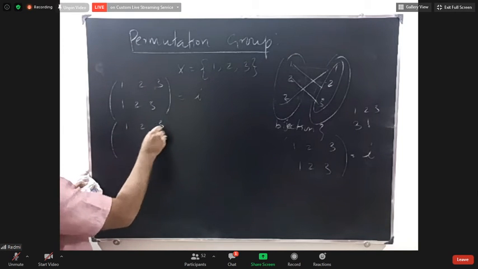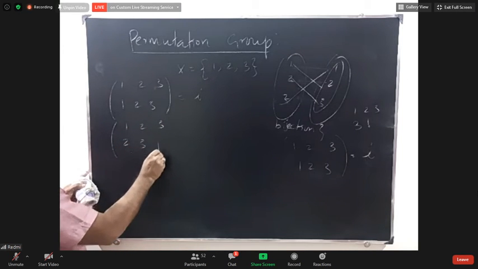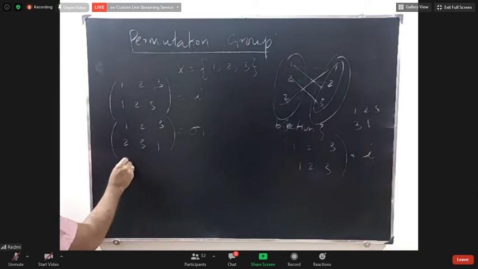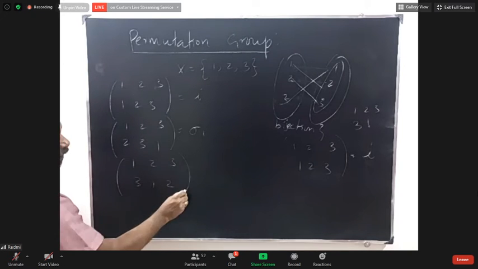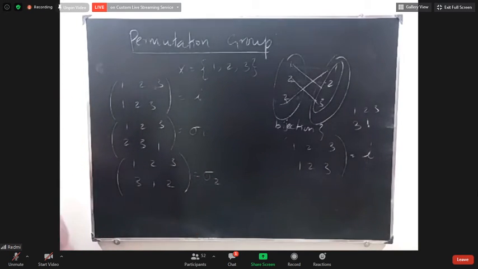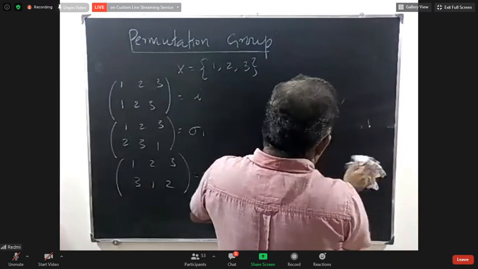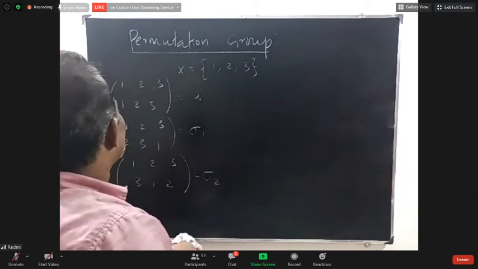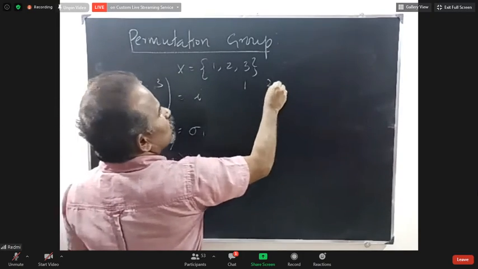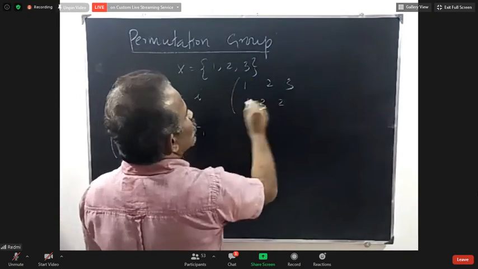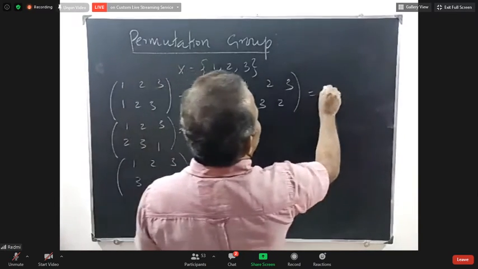Then 1, 2, 3 goes to 2, 3, 1. This is another function. Let us take this as sigma 1. Then again 1, 2, 3 goes to 3, 1, 2. This is nothing but sigma 2. Likewise, 1, 2, 3 goes to 1, 3, 2. This is equal to tau 1.